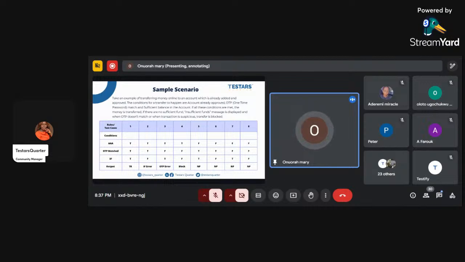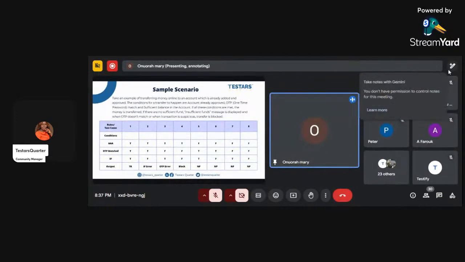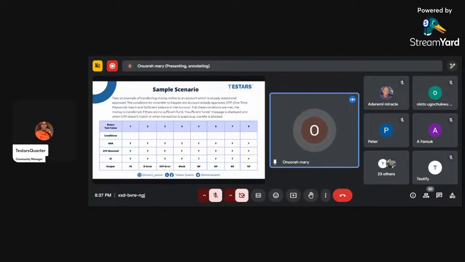Now let's take, for instance, all of us here have bank accounts, so I'll take our bank account as an example. Let's assume that what we are talking about here is maybe our mobile banking application, and we want to test the transfer feature. Now we have conditions here. First of all, the account should already be approved. You and I know that you can't transfer money from a bank app if you don't have an account, or if you've opened an account but it is not yet approved, so you can't really do some things. So there's a condition that says the account is already approved.